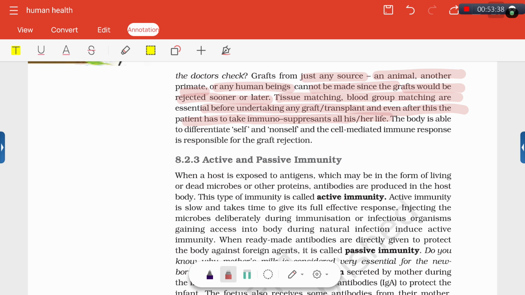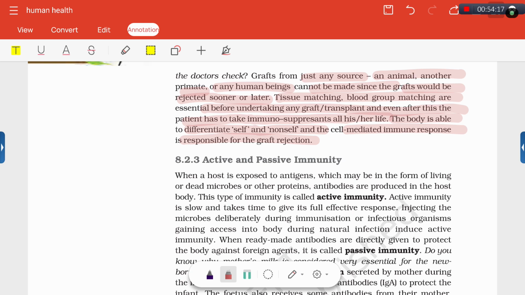The body is able to differentiate. Look here, one very important point: our immune system has the character that it can recognize self and non-self, with 100% accuracy and efficiency. So the body, especially our immune system, is able to differentiate self and non-self, and the cell-mediated immune response is responsible for graft rejection.